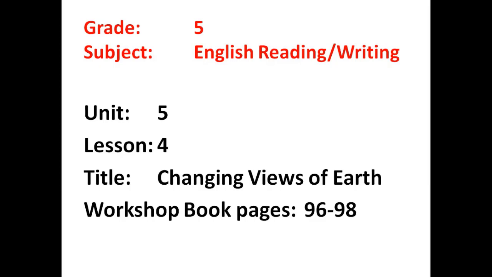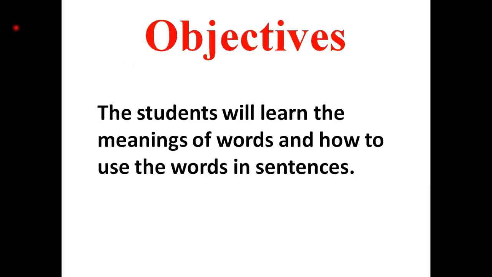My dear students, today we are going to do words, meanings and sentences for lesson number 4 of unit 5. The title of this lesson is Changing Views of Earth. Last time we did the comprehension activity for this lesson, and today we will do words, meanings and sentences in the workshop book from page number 96 to page number 98. During our today's lesson, you are going to learn the meanings of words and how to use the words in sentences.